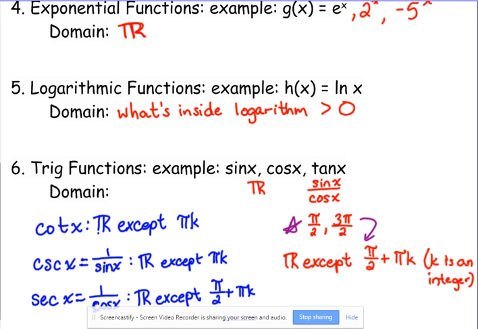Cosecant is the reciprocal of sine, so it has the same issues that cotangent has. Secant is the reciprocal of cosine, so it has the same issues as tangent because it has cosine in the denominator. Okay, so you may need to brush up on that trig a little bit. You have to do it. You got to know that unit circle, or it's going to hurt you.